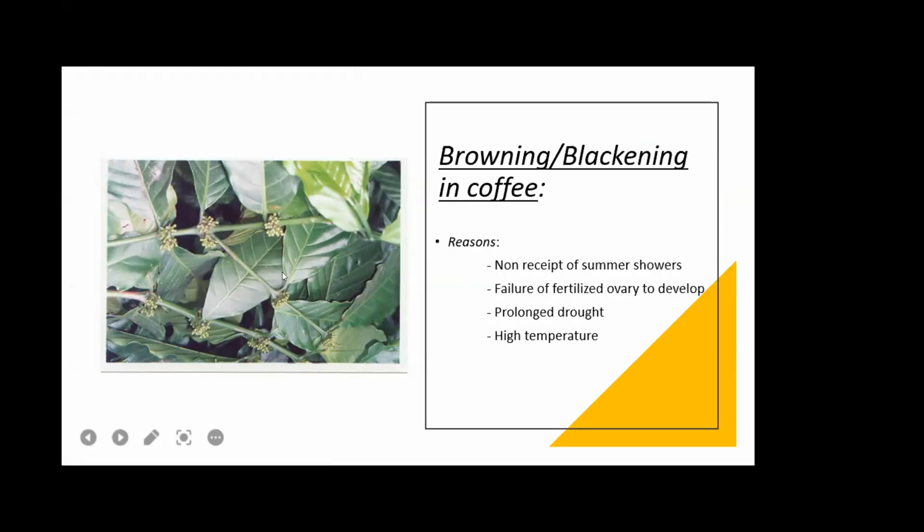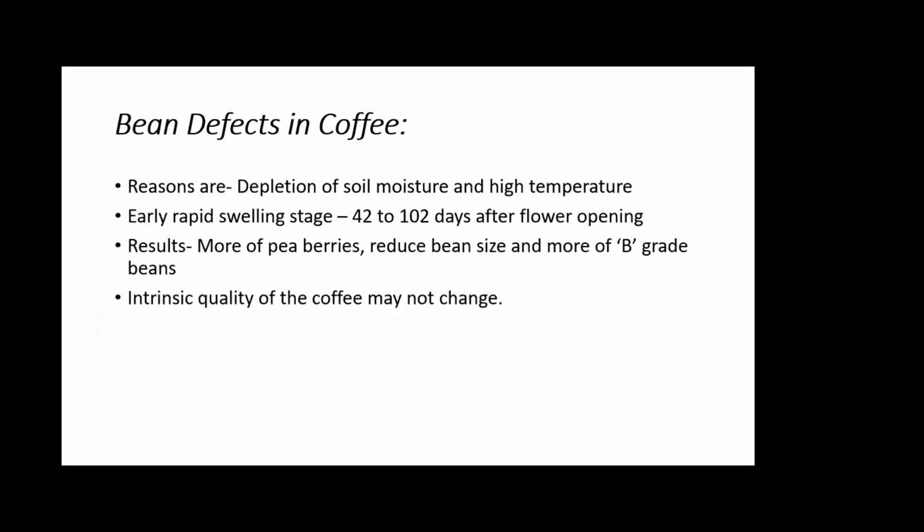subsequently. And the main reasons for this are the non-receipt of the summer showers, that is the stress, the plants have undergone stress, and the failure of the fertilized ovary to develop, and prolonged drought and exposure to high temperatures are the main reasons for this browning and blackening in coffee. So some of the bean defects will also be seen on the coffee plants. It is mainly because of the depletion of soil moisture and also exposure to high temperatures.